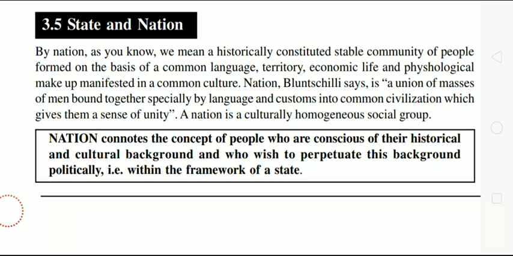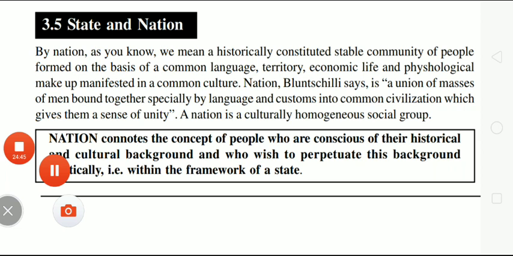Nation connotes the concept of people who are conscious of their historical and cultural background and who wish to perpetuate this background politically, that is, within the framework of a state. The state, as we know, is a people organized for law within a definite territory. It is always sovereign, supreme internally, and independent externally. The nation is a group of people psychologically bound together while sharing common joys and sorrows.